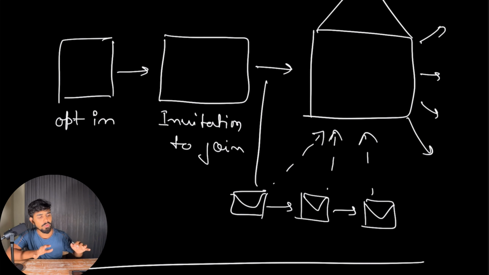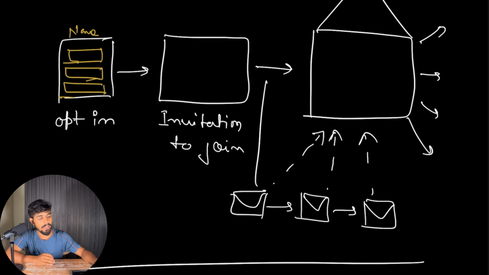So what I want you to do is, I want you to have this opt-in system. Okay. Now opt-in is a simple landing page where you are asking people to put their name and email, and in exchange you are giving them something for free. 10 minutes video, or it can be a free PDF.